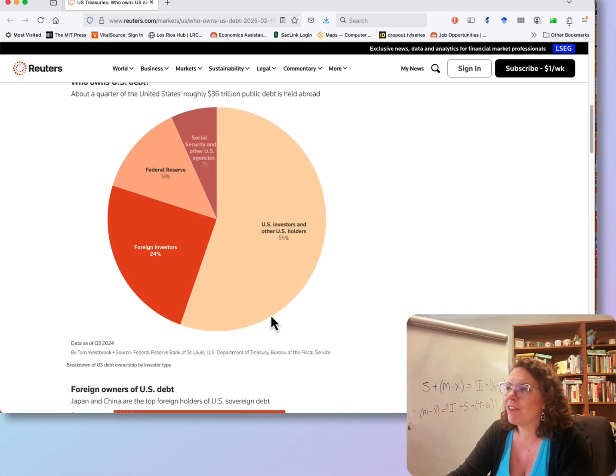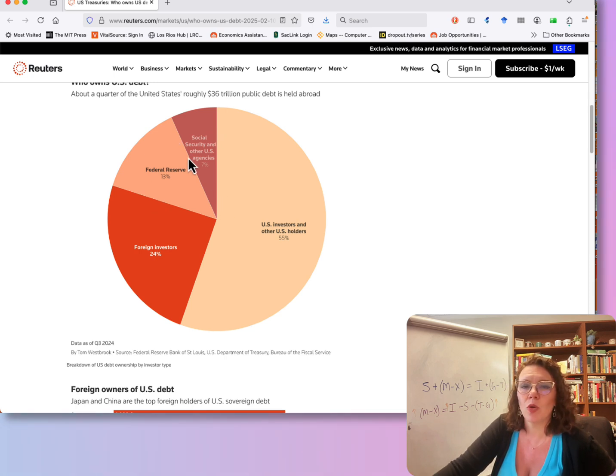Of it, about 55% are U.S. investors and U.S. holders: households, firms, retirement funds, right? Your 401k might be invested in U.S. debt. 24% are foreign investors. The Federal Reserve holds 13%, and then Social Security and other agencies will hold that debt because interest is paid on it. So it's an investment tool, right? It's a way to make some money.